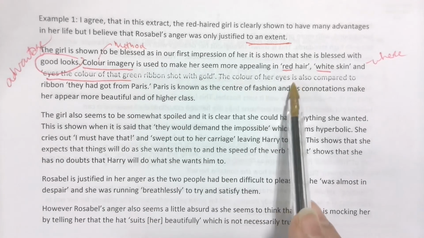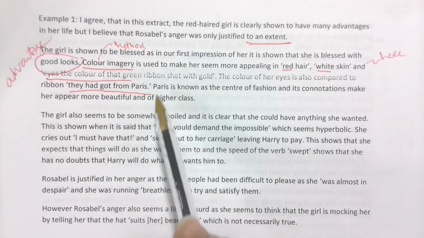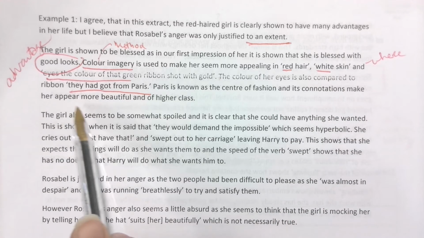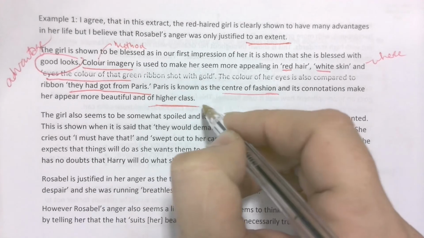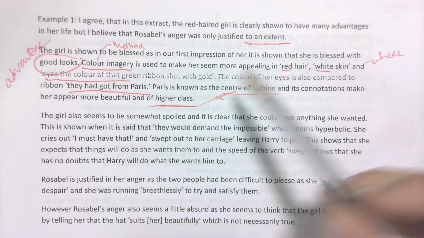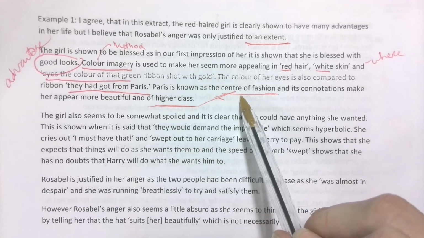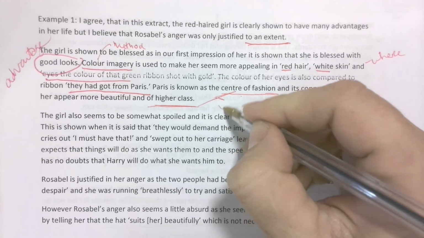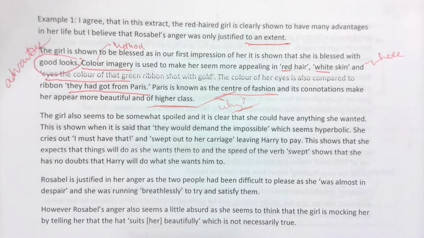So the color of her eyes is also compared to that ribbon they got from Paris. Paris is known as the center of fashion, and its connotations make her appear more beautiful and of higher class. So connecting it to the fact that Paris is the center of fashion and high classness, that's the why. That is the explanation of why her good looks make her seem advantaged.